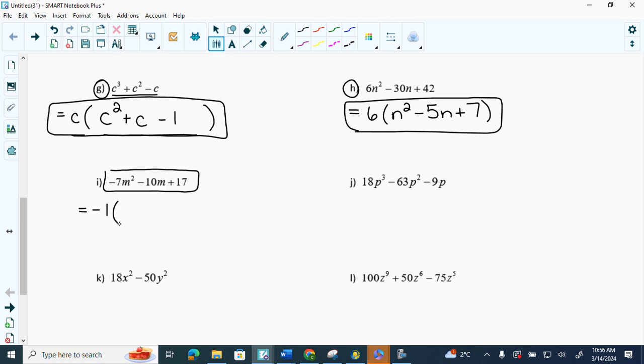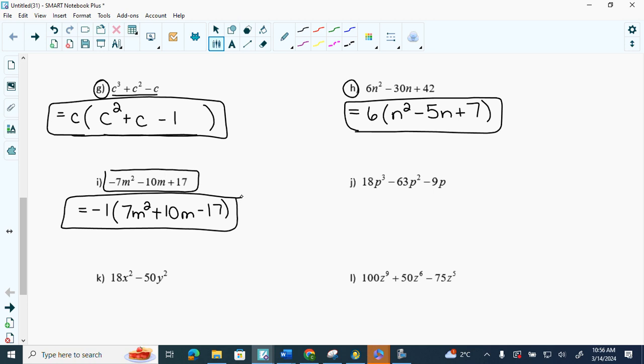When we take a negative 1 out, it actually changes those signs. So we're going to get negative 1 out of negative 7m squared, and we get 7m squared. Negative 10, take out a negative 1, positive 10m. Positive 17, take out a negative 1, negative 17. So sometimes taking out a negative 1 makes them match. Sometimes we have to do that.